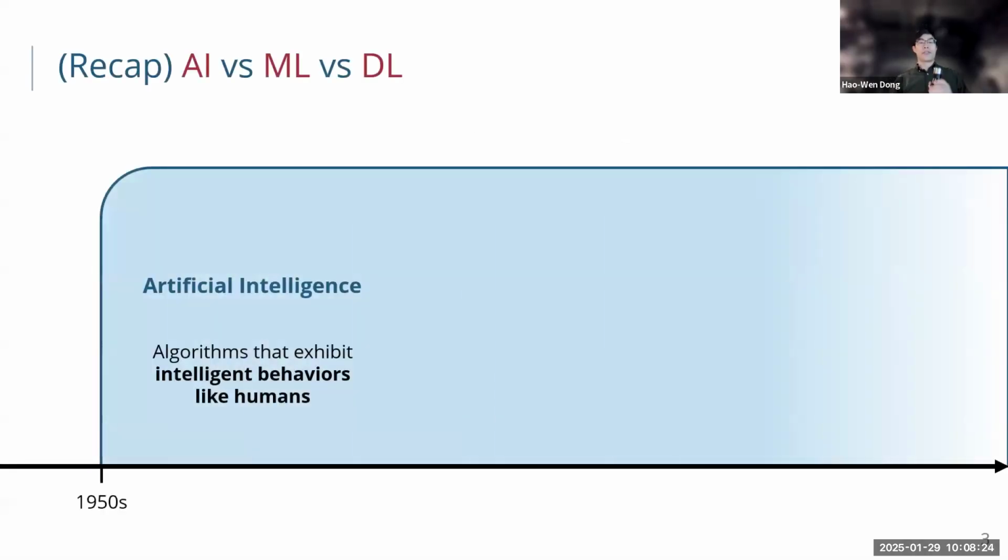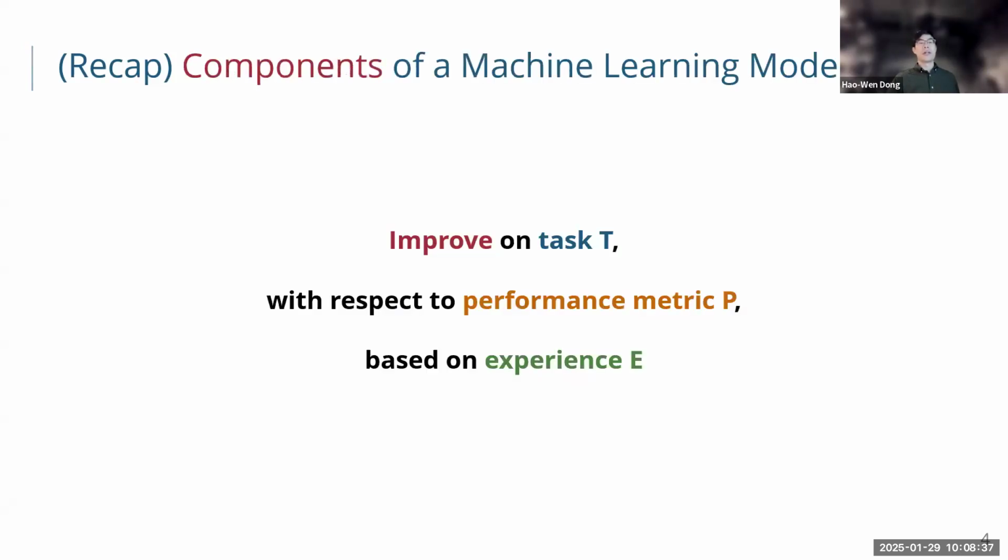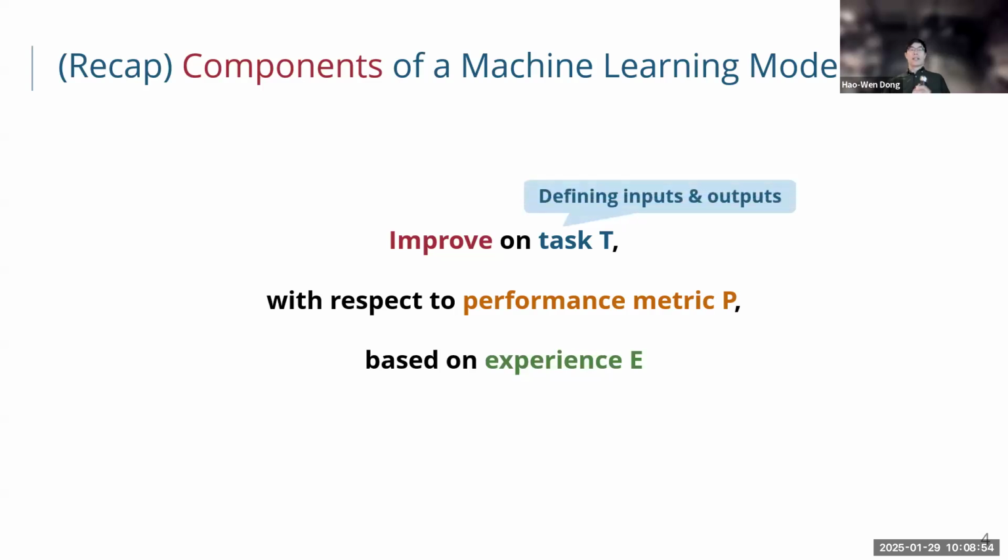So again and again, I just talk about this. AI versus ML and DL are different things. Deep learning is the most strict one. It's just algorithms that learn from data using deep neural networks. If you recall, last week we were talking about what machine learning is. On Monday, we also talked about the same thing. The definition: improve on task T with respect to performance metric P based on experience E.